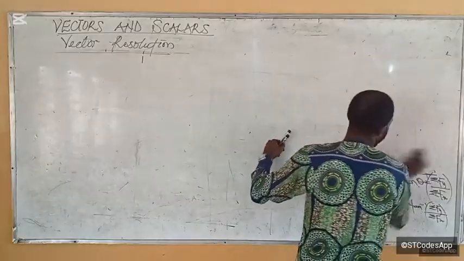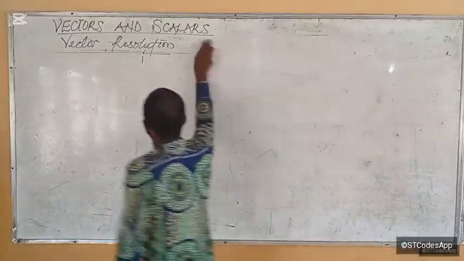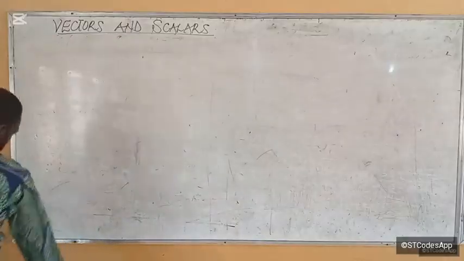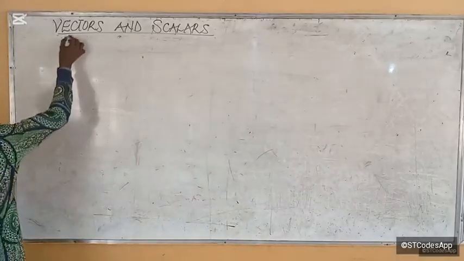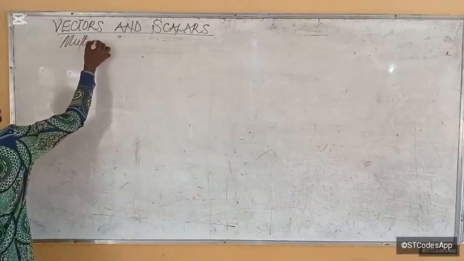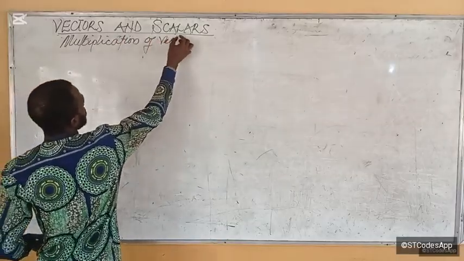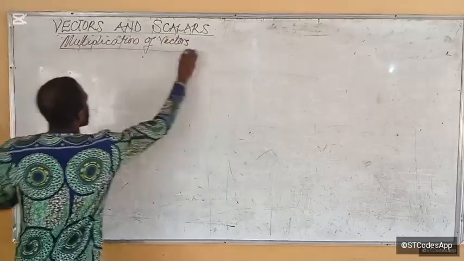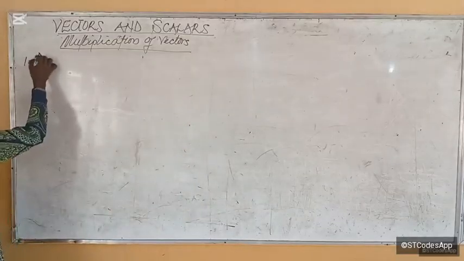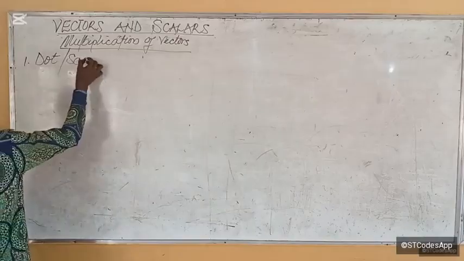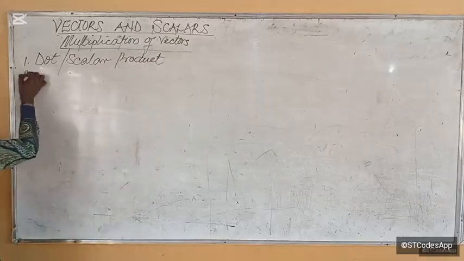So let's now go to the multiplication of vectors. Now there are two ways by which you multiply vectors, and they are the dot product, or scalar product, and cross product. So we are going to begin with the dot product.